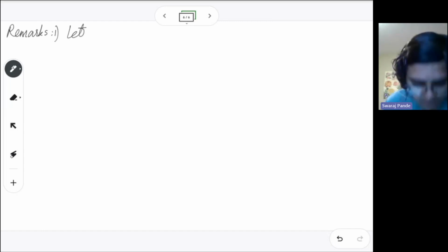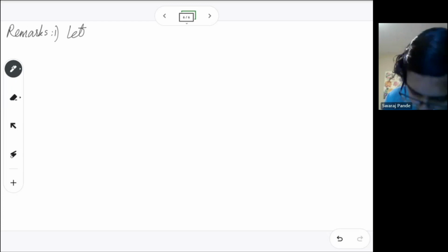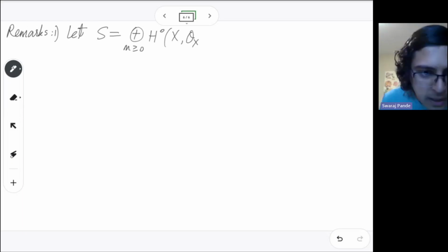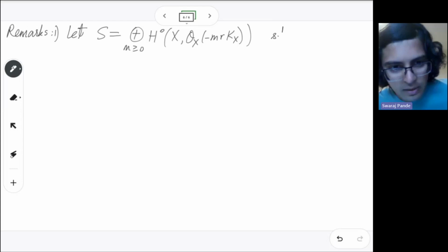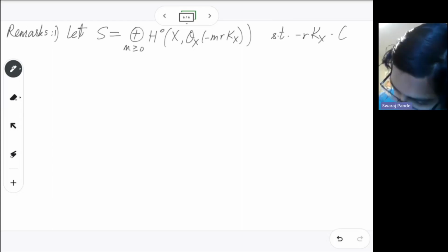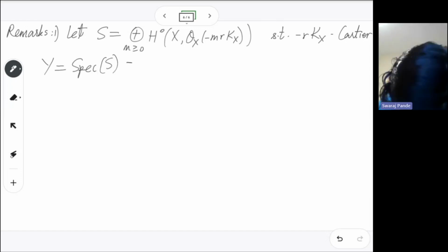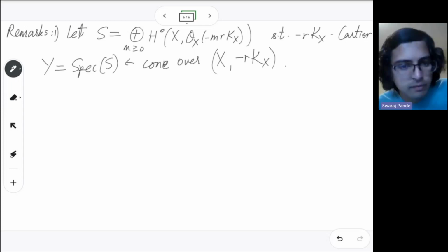Okay. So the first remark is that I want to say a little bit more about how this is exactly an analog of the alpha invariant, slightly more detailed. So let S be the section ring, taking some or all multiples of the anti-canonical divisor. But if it's not already Cartier, pick a multiple. So this is the cone over X, this minus RK. So Y equals Spec S.